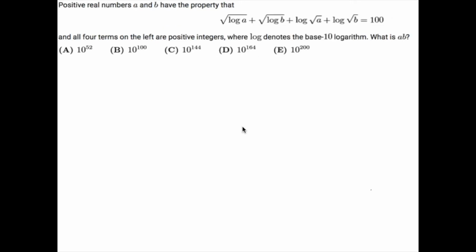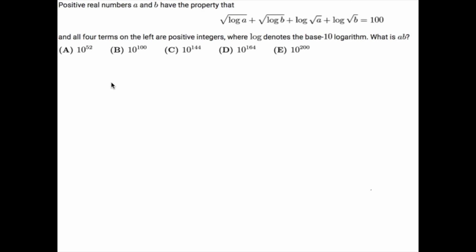number 15. It asks: positive real numbers a and b have the property that the square root of log a plus the square root of log b plus log square root of a plus log square root of b equals 100. And all four terms on the left are positive integers, where log denotes the base 10 logarithm. What is ab?